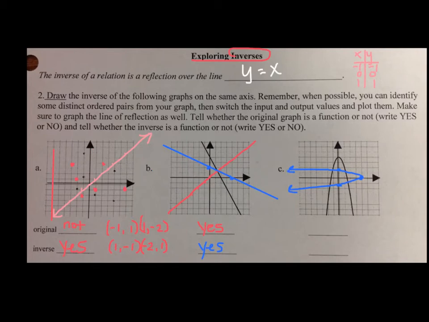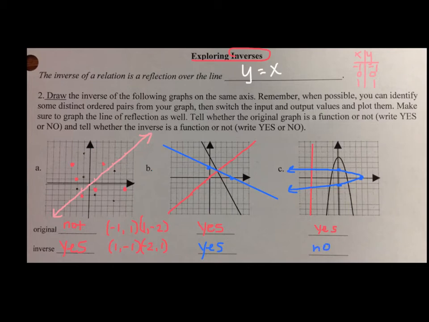Okay, now the original obviously does pass the vertical line test, so the original would be yes. The new blue one obviously does not pass the vertical line test, so the new one would be no.